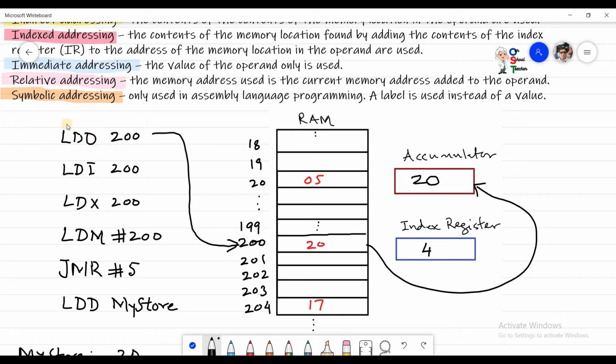Direct addressing is used in other commands also. We are taking help of the load command. Then after this, we see the next one.